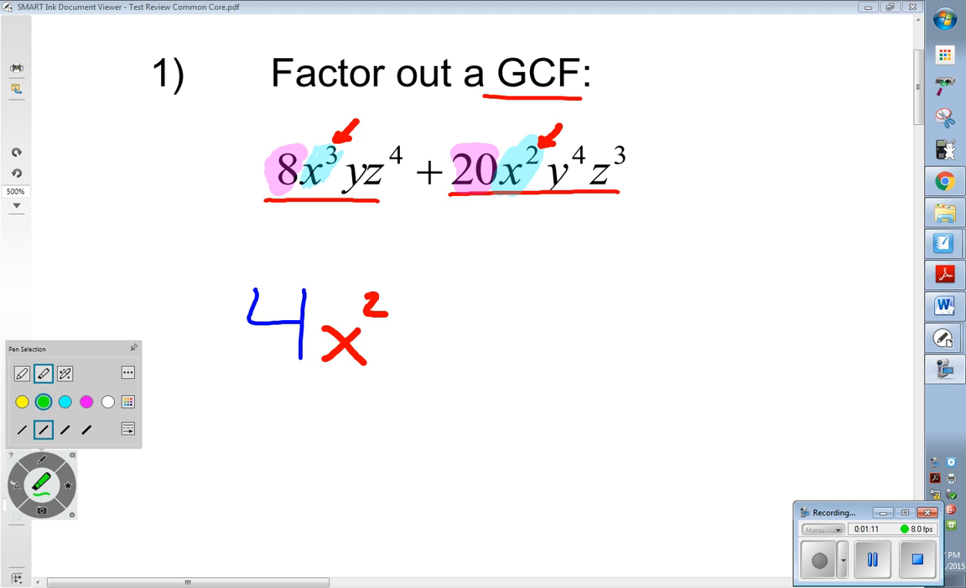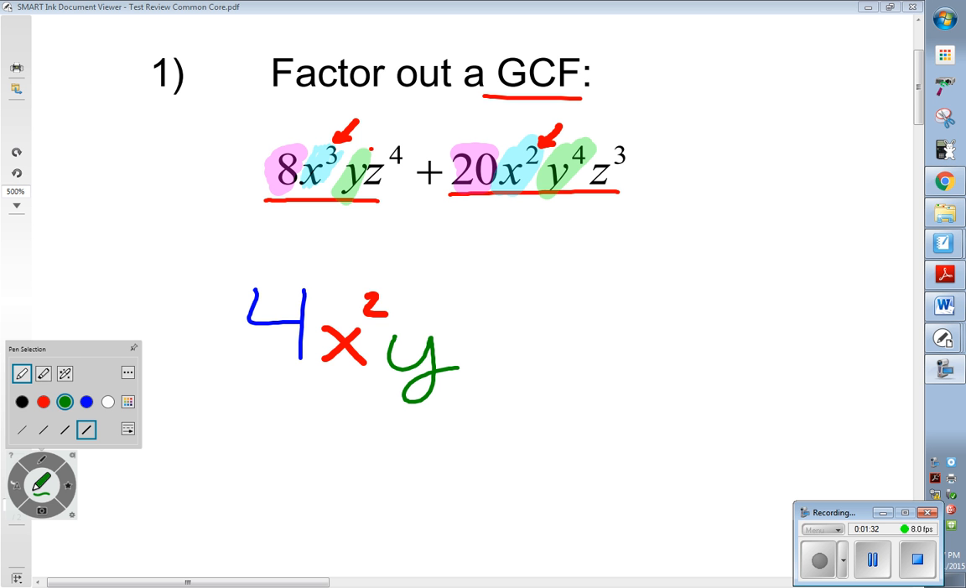Next thing, keep on going down the line. I just did x's, now I'm going to do y's. This one has 1 y, so if that one only has 1, the most I can take out is 1. And this one has y to the 4th. That means I can take out 1 y, because this one's only got 1. I can take 1 y out of both things.